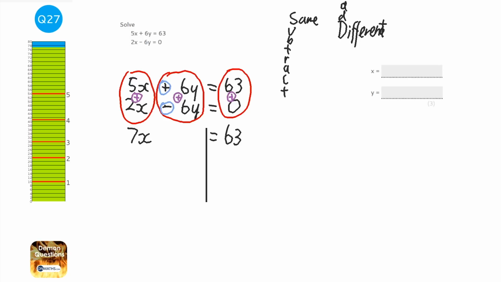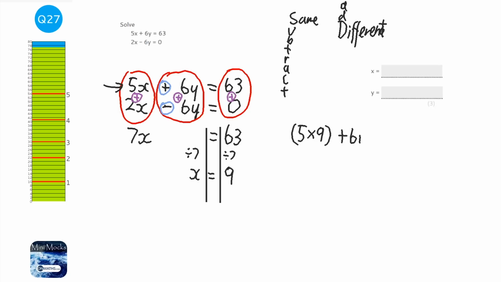Then we put our lines in to solve it. So 7x equals 63, divide both sides by 7, so we have x equals 9. Okay, now next we're going to pick one of these equations to substitute that 9 into. I'm going to pick the first one, but it could probably be easier to pick the second one, doesn't matter. So I'm just going to rewrite this first equation. But instead of 5x, we know it's 5 times 9 plus 6y equals 63. I'm going to put my lines in, and we've got to find out what y is now.